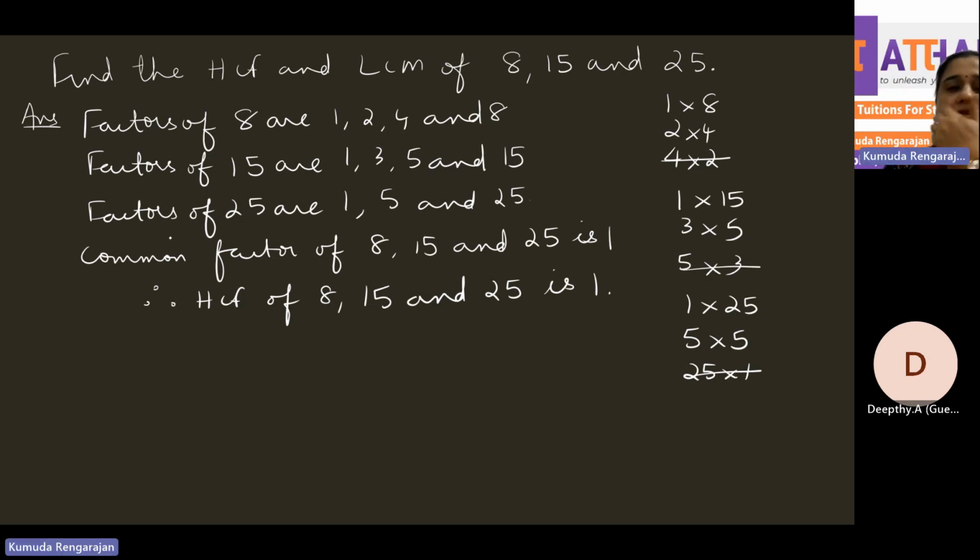You know how to list the multiples and find the LCM, right? Listing the multiples: multiples of 8 are 8, 16, 24, 32, and so on. Multiples of 15, then multiples of 25. So that's lengthy, but you know the method, right? So we'll do this method for LCM.